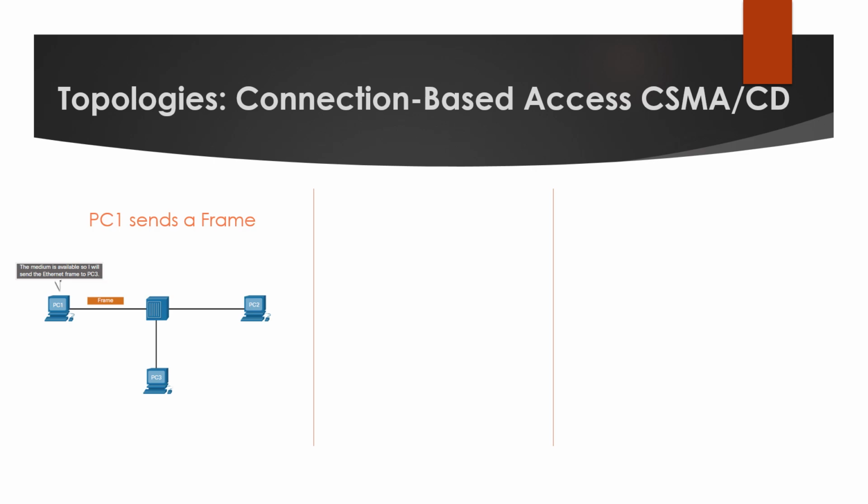For example, we have the network and PC1 will send a frame. PC1 has an Ethernet frame that it needs to send to PC3. The PC1 network interface card needs to determine if any device is transmitting on the medium. If it does not detect a carrier signal, so it is not receiving transmission from another device, it will assume that the network is available to send. So in this case, the PC1 network interface card will send the Ethernet frame when the medium is available.